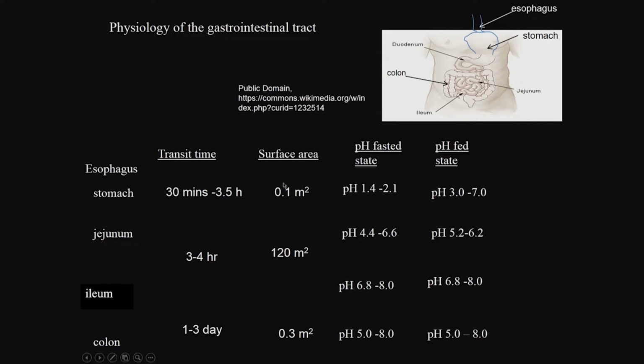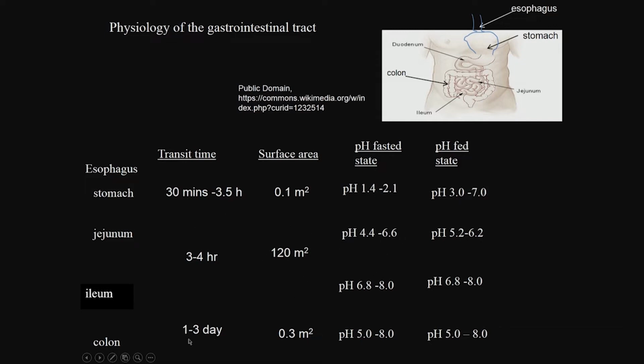And then the surface area, if you look at, we call this small intestine 120 meter square, whereas stomach the surface area is very small, 0.1 meter square. The pH in the stomach is very acidic, 1.4 to 2.1. As we go down into the small intestine, we go to almost neutral and basic. So, most of the drug absorption should be taking place here because the surface area is very high.